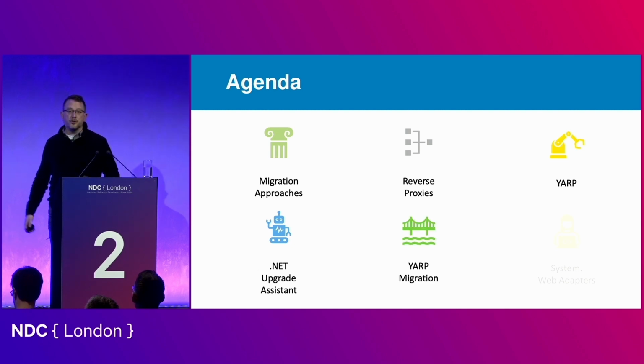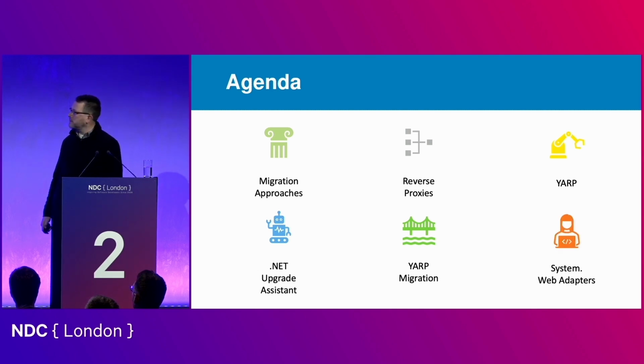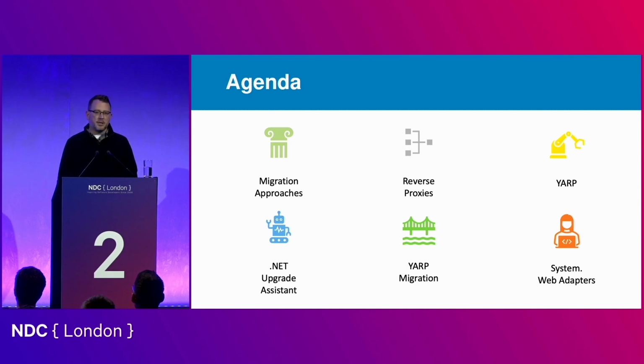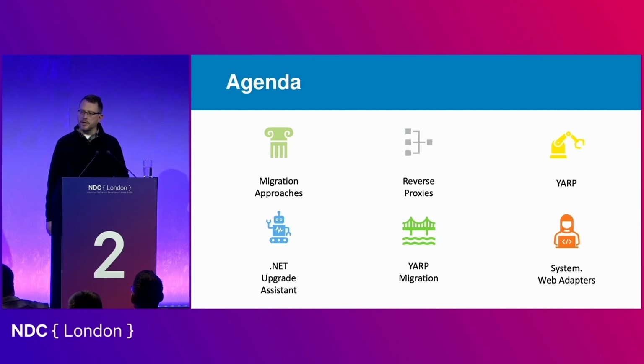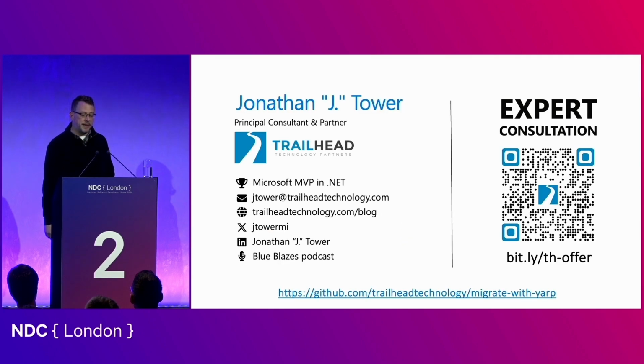And then we will do a live YARP migration. So you'll actually see me do one live here on stage today. And then finally, I want to talk a little bit about something called the System.Web adapters, which is a shim library that helps you bring forward a lot of code that you might have that uses the System.Web namespace.